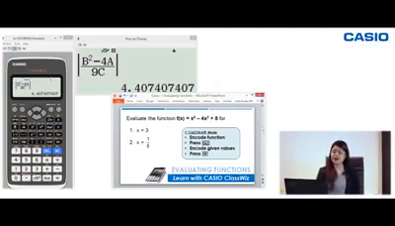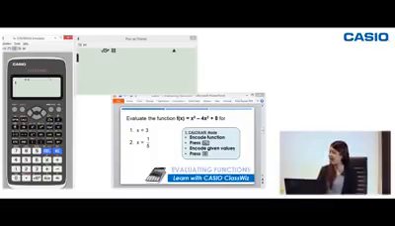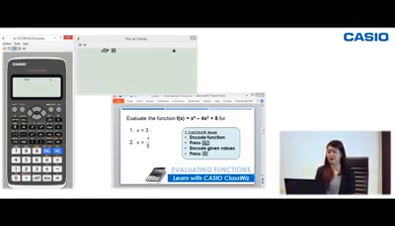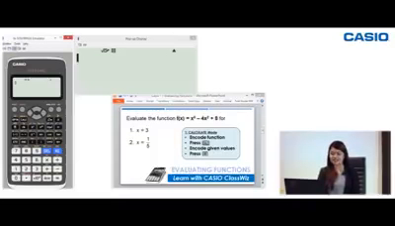Let's look at another function. In this case, we have a polynomial function, f of x is equal to x to the 5th minus 4x squared plus 8. And we want to evaluate this function for two values of x. X is equal to 3 and x is equal to 1/5. So first, we encode the function again in the Calculate mode.